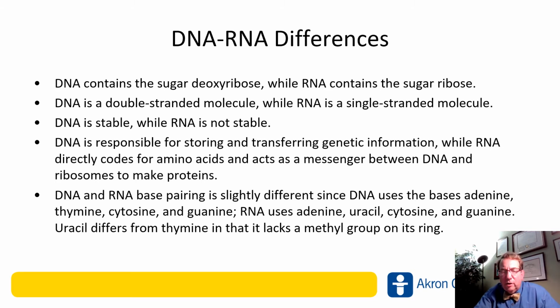And the DNA and RNA base pairing is slightly different. As I said before, DNA uses the bases adenine, thymidine, cytosine, and guanine, whereas in RNA, uracil is substituted for thymine. And uracil differs from thymine in that it lacks a methyl group. At this point, the clarification, you can sort of put that in the back of your mind, because really what we're going to be talking about is the sequence of DNA or the sequence of RNA, not why we have uracil on RNA and thymine on DNA.